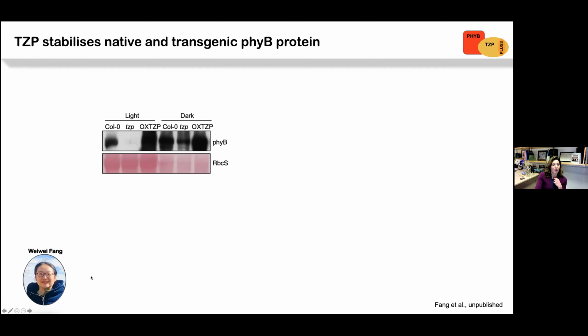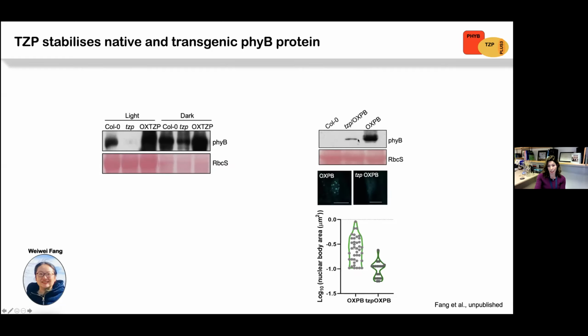And Wei Fang, a very talented PhD student in my lab, showed that TZP can actually stabilize not only native but also transgenic phyB proteins. So here you can see native phyB levels, and you can see that especially in the light, the TZP knockout has much less phyB compared to wild type, whereas overexpression of TZP somehow leads to increased levels of phyB protein. And again, in lines overexpressing phyB, when you cross them with a TZP knockout, you can see that there's much less phyB protein accumulating.